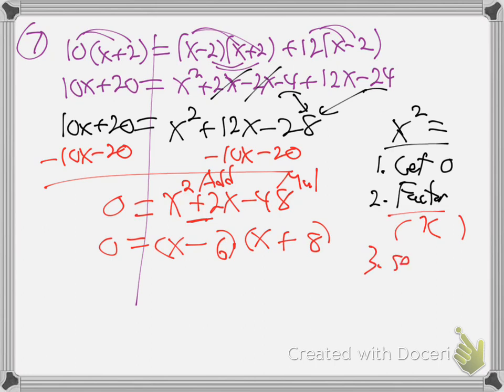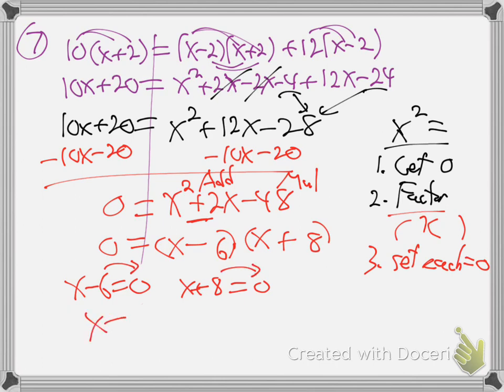Remember step 3, set each equal to 0. Each one can be 0. So x minus 6 all by itself, I'm just going to run out of room here, x minus 6 all by itself can be 0. X plus 8 all by itself can be 0. Jump it over. Jump it over. Plus 6, minus 8.